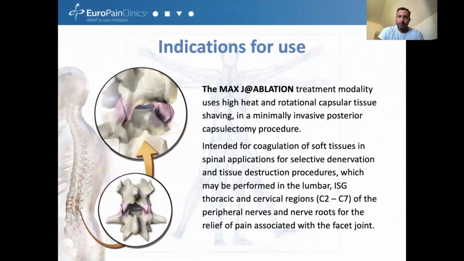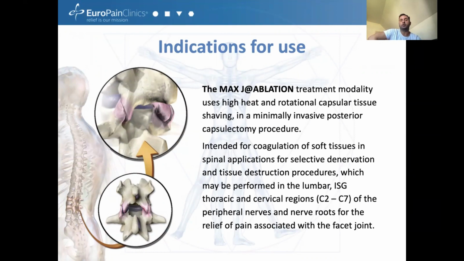But what we're doing now is a new concept of maximal ablation treatment modality. And this modality is not for denervation. It's for use of high heat and rotational capsular tissue shaving.